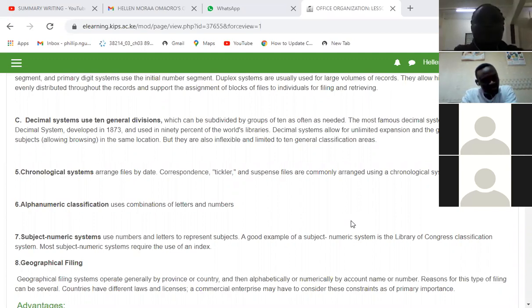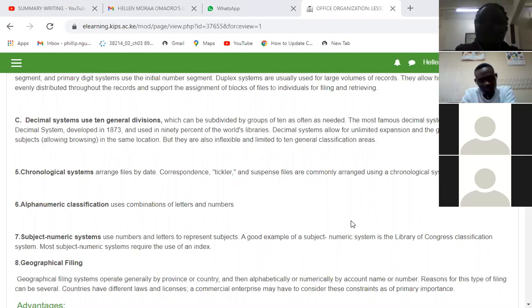Okay, now we have alphanumeric. Alpha means letters. And numeric means numbers. So alphanumeric uses a combination of letters and numbers. Then we have subject numeric system, where we use numbers and letters to represent a subject.